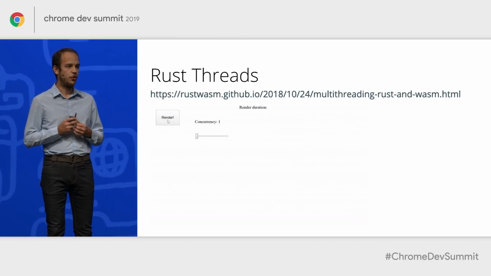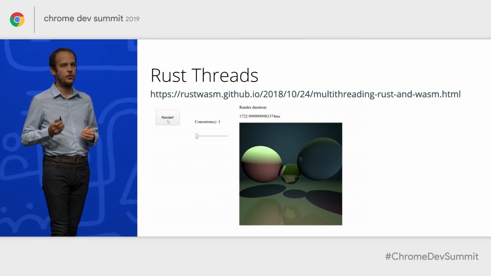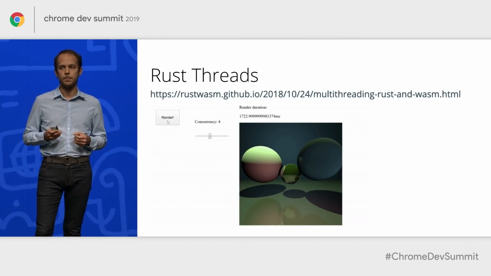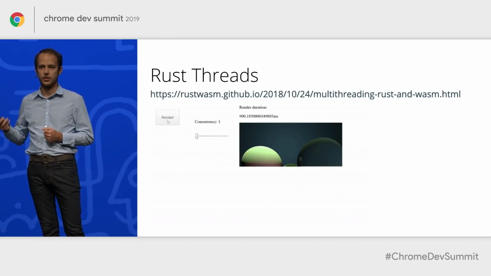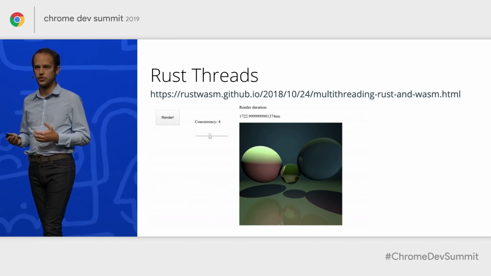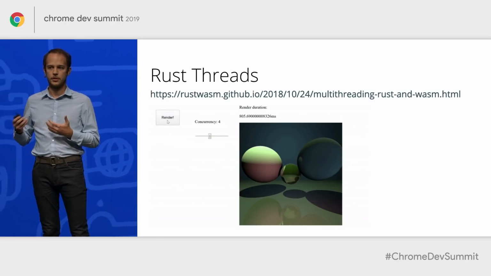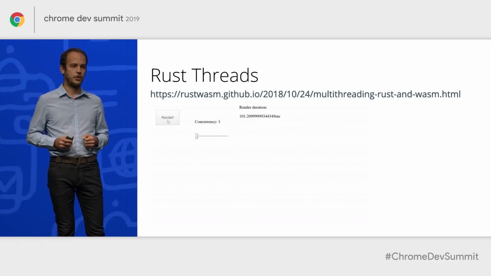Here, they ported a ray tracer to split render it into several threads and compiled it to WebAssembly. You can see how with a single thread, it takes 1.7 seconds to render the entire image. But if you split work into, say, 4 threads, it takes only 0.8 seconds, making it more than 2 times faster.